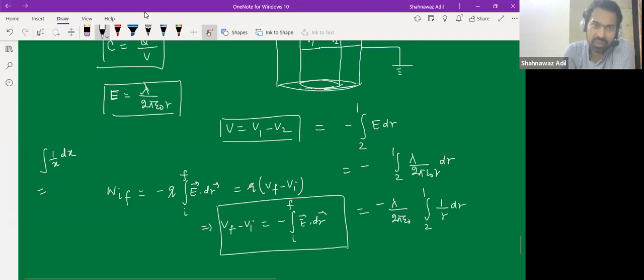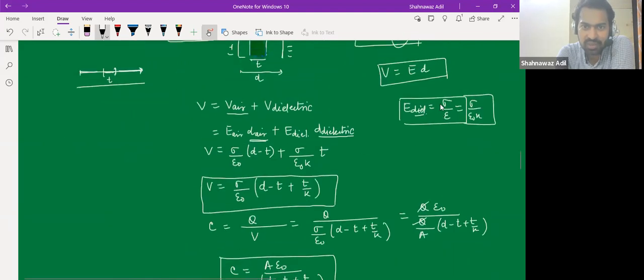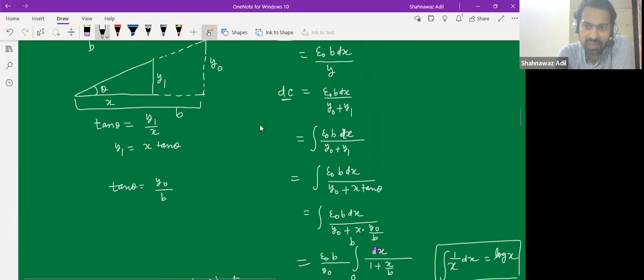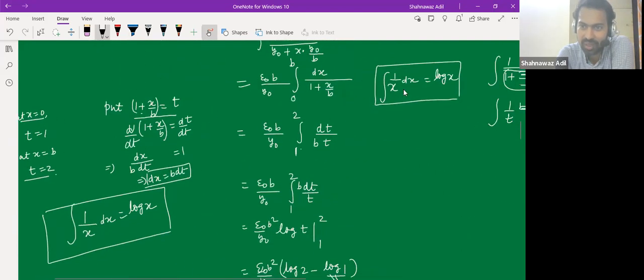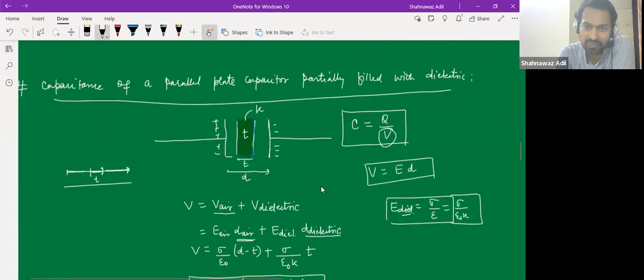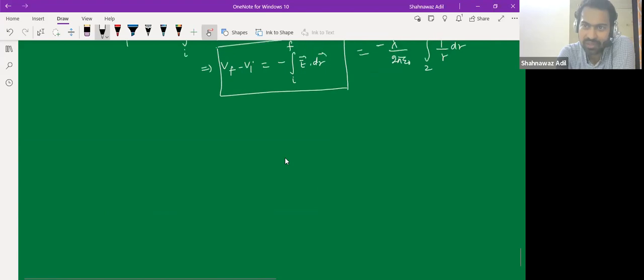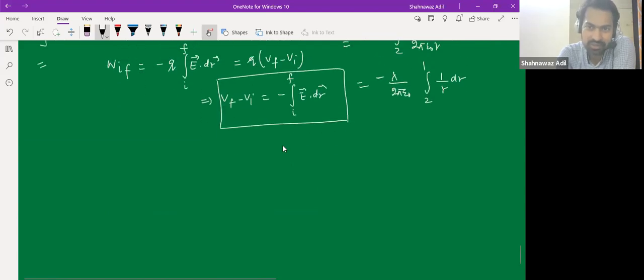Anybody writing out? No one is writing in the chat box. Okay, so let's go in the flashback, a few questions before. We were doing this question, and then we came across this integral, the integral of 1 by x. So this is log x, right? Now do you guys remember? Understood, guys?